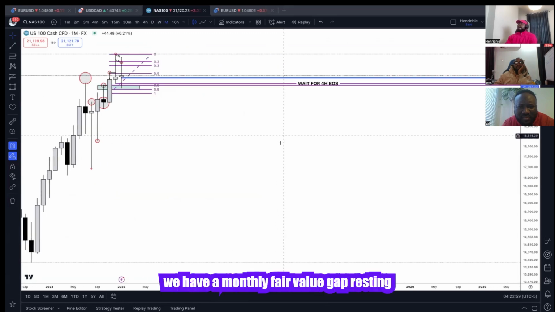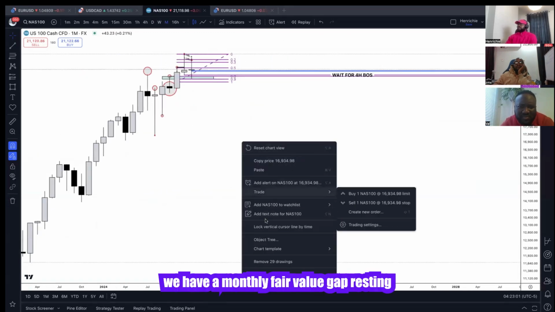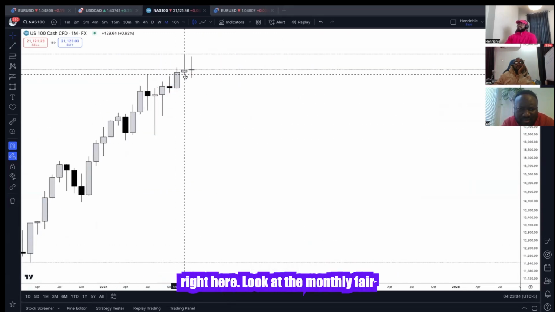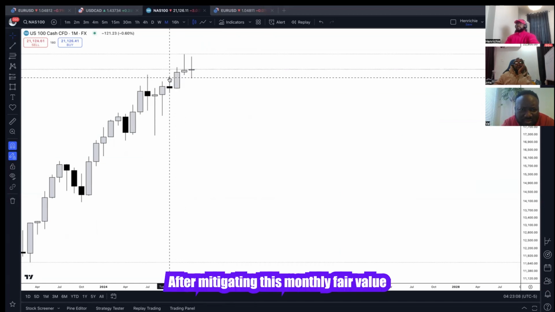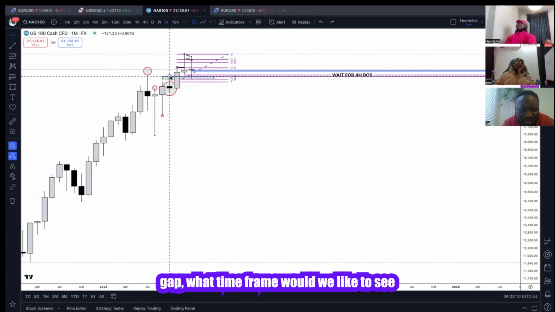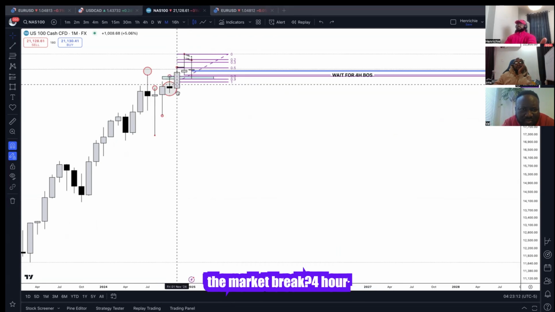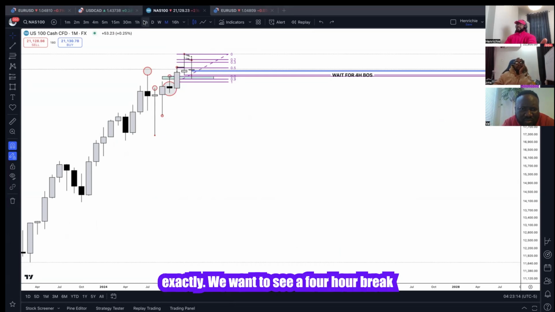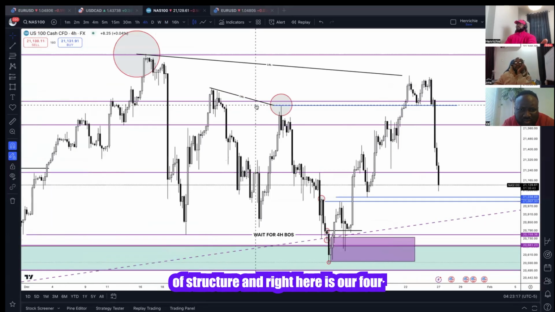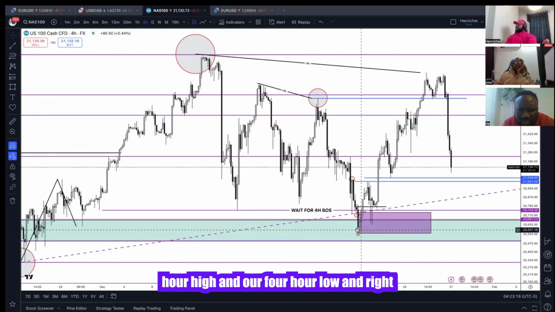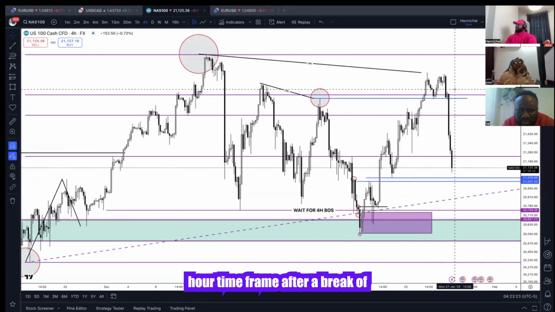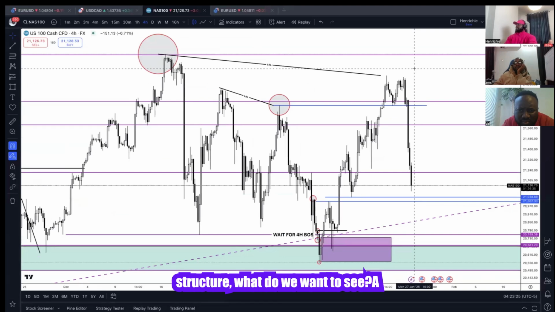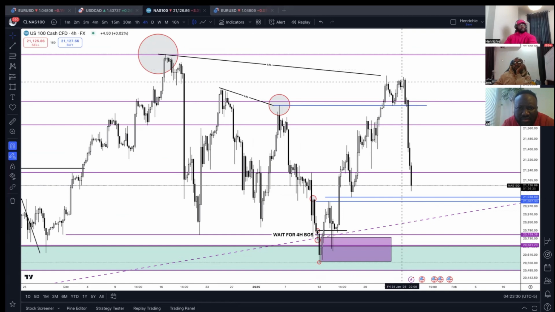We have a monthly fair value gap resting right here. Look at the monthly fair value gap. After mitigating this monthly fair value gap, what time frame would we like to see the market break? 4 hours. Exactly. We want to see a 4-hour break of structure. And right here is our 4-hour high and our 4-hour low. And right here is a break of structure on the 4-hour time frame. After a break of structure, what do we want to see? A retest. Exactly, a retest.